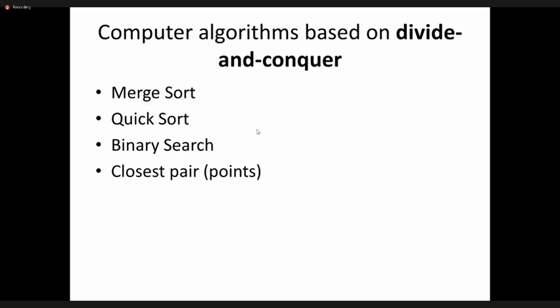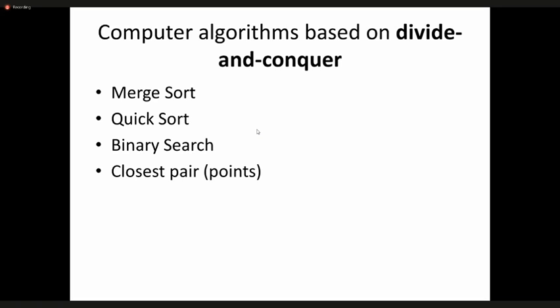Last week also, I think I discussed searching with you as an example. Then binary search is an example. I have taken this as an example in the last session as well. Binary search is based on divide and conquer. Then the closest pair algorithm is also based on divide and conquer.